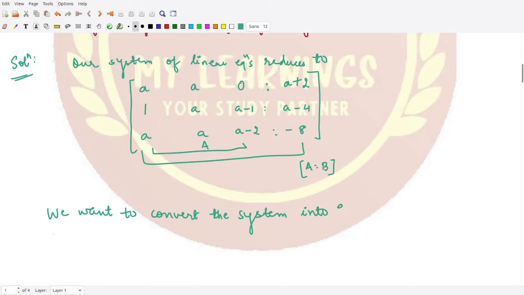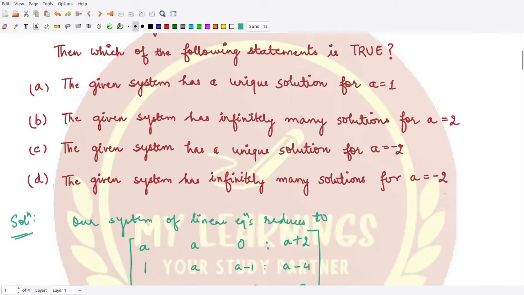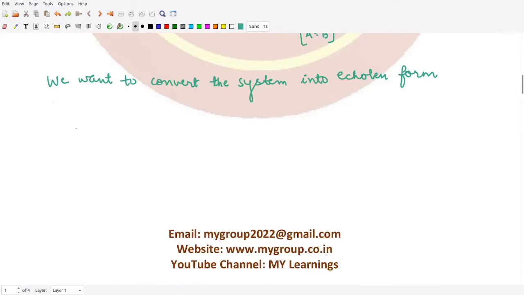Now you can do it in two ways. One thing you could do is algebraically, where you take a as such and do the calculation in terms of a. Another method is, for the given values of a, we could try out these solutions. Firstly we could substitute a is equal to 1, then a is equal to 2, then a is equal to minus 2. So let's see.